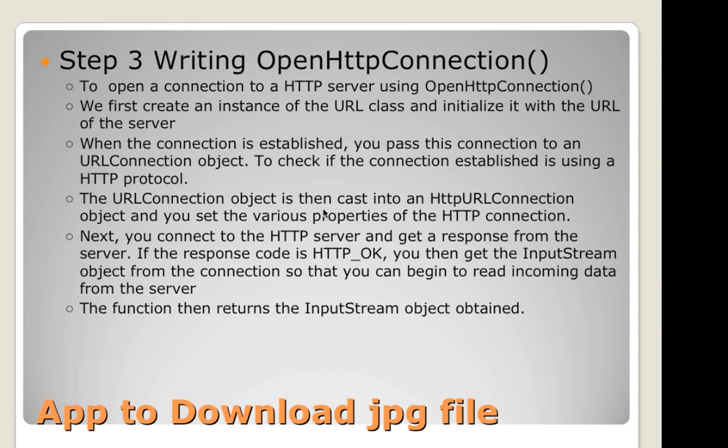There are various different properties that you can set. In fact, you can set it in terms of configuring the object itself. And you're setting up these properties by running methods on the object, set URL to this, set, dot. And I'll show you that in an example coming up. So then next, or I should say almost to the last here, you're going to connect to the HTTP server and get a response from the server. And if the response is okay, then you get the input stream object from the connection, and then you can read the input stream object. In this case, it's going to be an image that comes down. So you can read the incoming data from the server and save it locally. The function then returns the input stream object that's obtained.